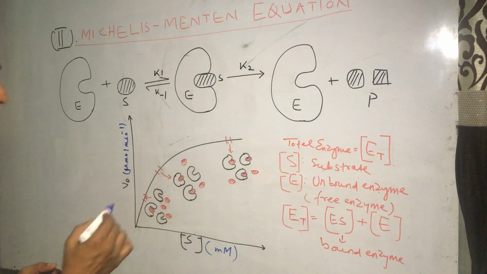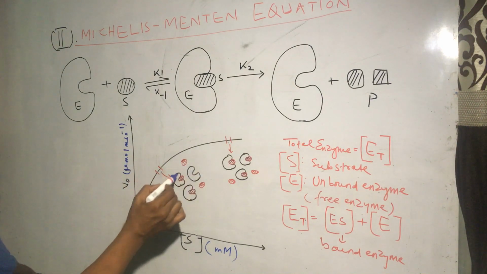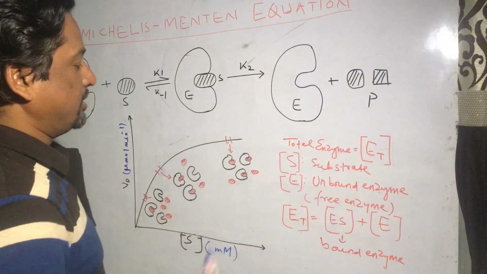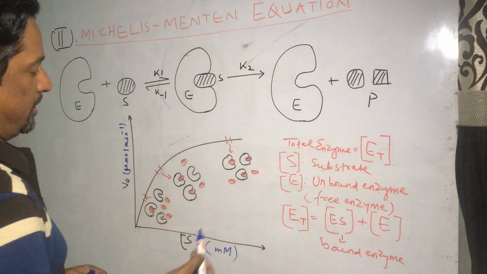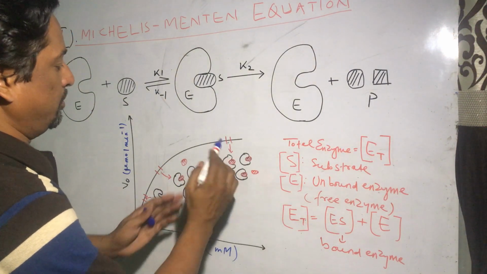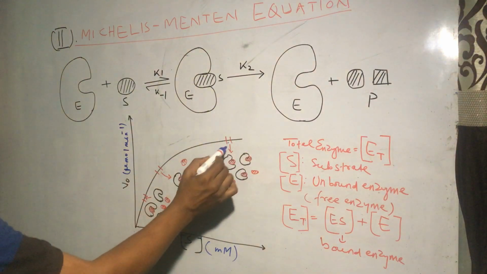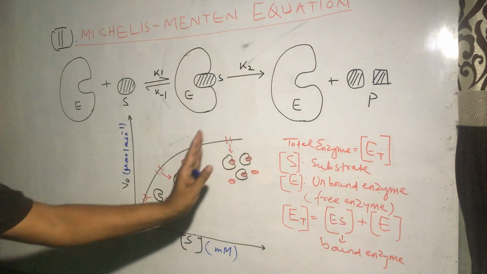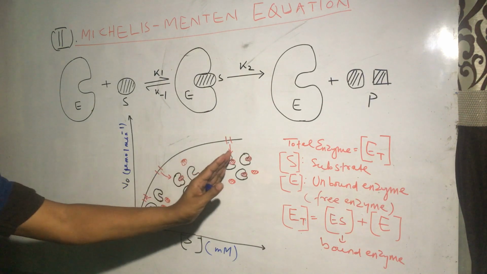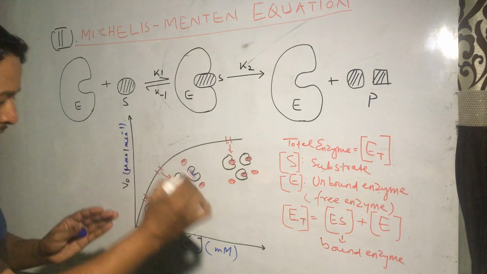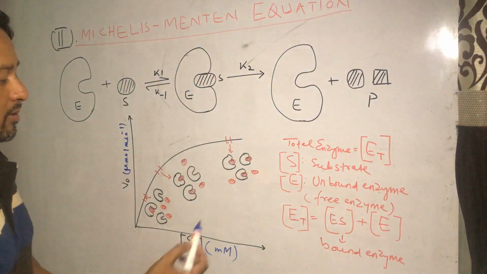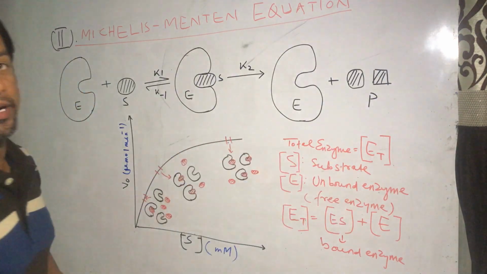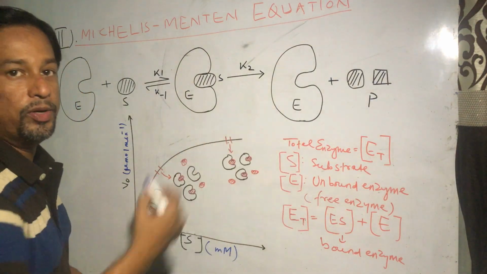As the substrate concentration increases, suppose it is 5 millimolar here, more of this enzyme substrate complex is formed, and when there is 15 millimolar substrate, I mean the substrate is much higher than the enzyme, almost all enzymes are bound to the substrate. So enzyme substrate complex has reached a maximum concentration. So if we increase the substrate concentration more than this, the enzyme substrate complex is not going to increase further. Hence, the speed is not going to increase.